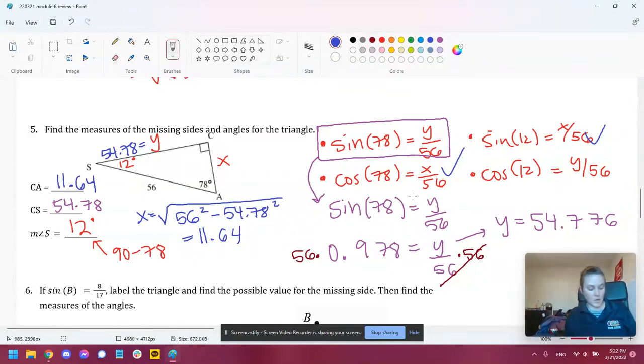Again, you can use trig. Honestly, a lot of people find the trig faster. I find the trig faster, for instance. But once you have two sides of a right triangle, you can always do the Pythagorean theorem. Cool.